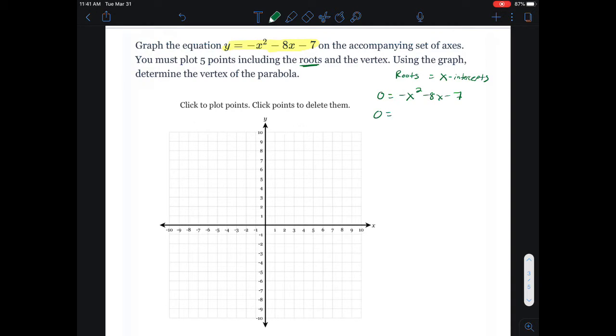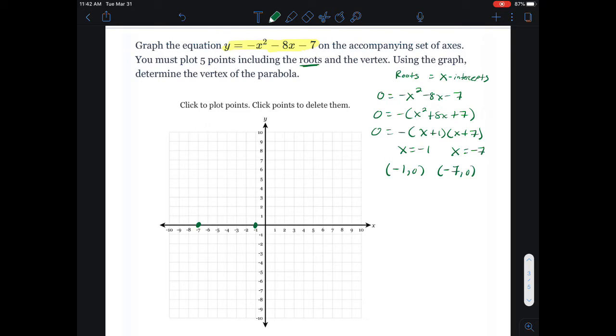And so I can factor that. I can pull a negative out. That makes x squared plus 8x plus 7. And I continue on. That's going to be negative 1 times x plus 1 times x plus 7. And I solve that, and I get x equals negative 1 and x equals negative 7. And so our x-intercepts are at the coordinates (-1, 0) and (-7, 0). So I have 2 of my points that I need: negative 7 and negative 1.